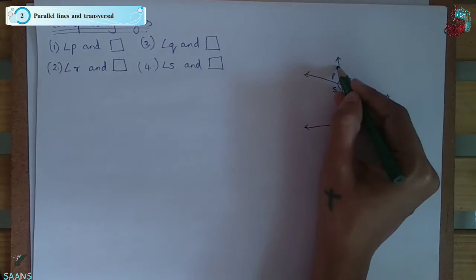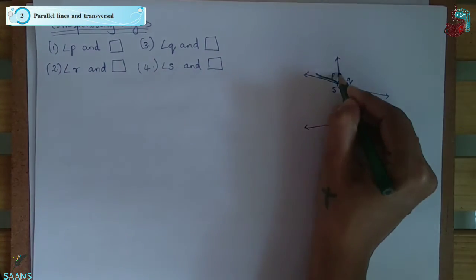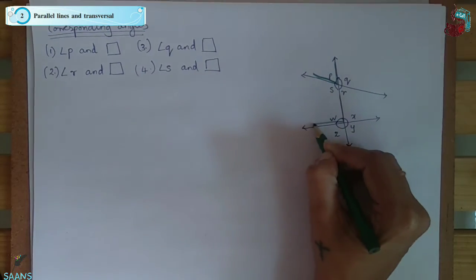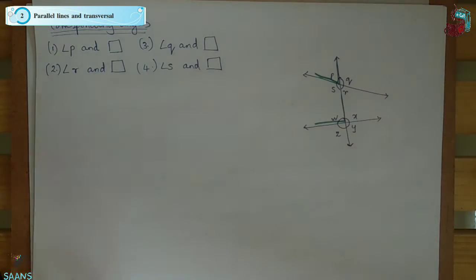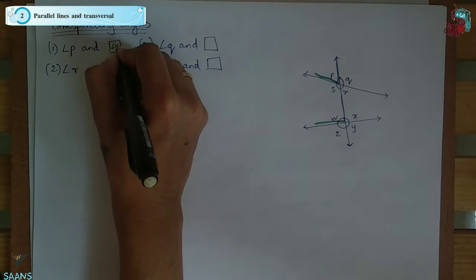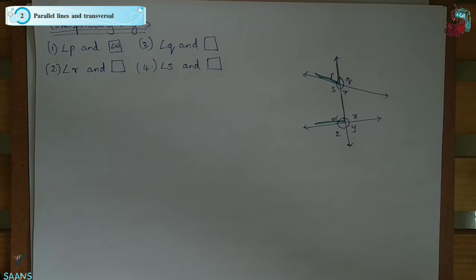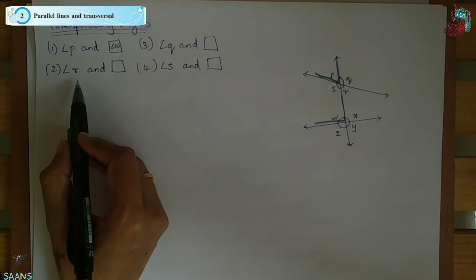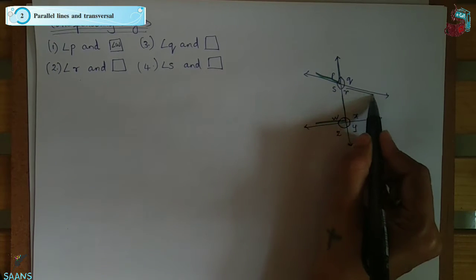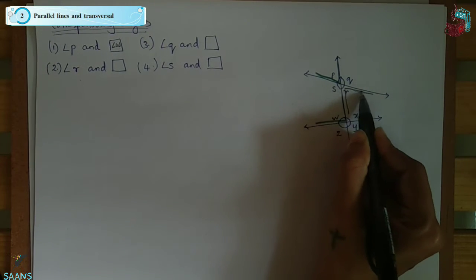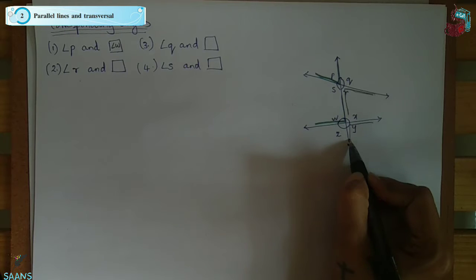Corresponding means ladder. So P and W. So your answer is angle W. I hope you can see it. Okay, then angle R. R is this. So ladder is this.